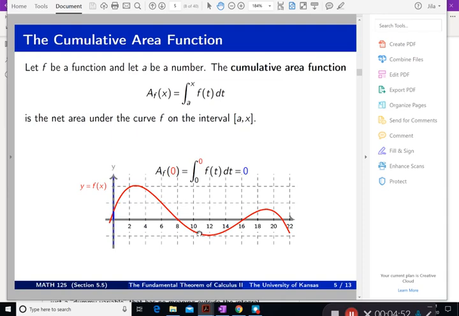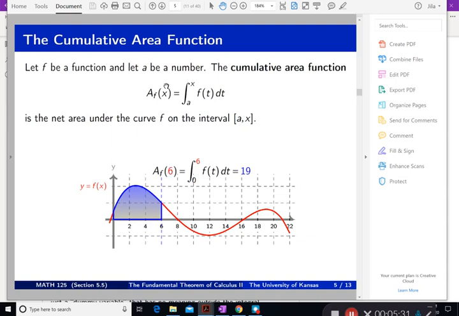So look at this. If I'm computing A sub f at 0, plugging in 0 for x, you get the integral from 0 to 0 of f of t dt. We know the integral from one bound to itself is always 0. Now let's increase it a little bit and find the integral from 0 to 2. That would be this area from 0 to 2 underneath the curve. And then increase it a little bit. It would be the area from 0 to 4, then 0 to 6.